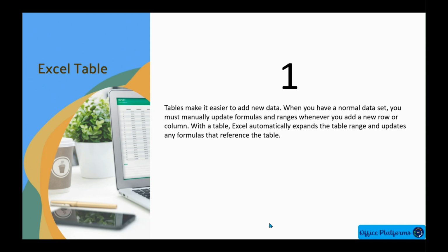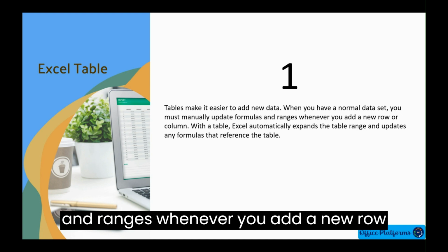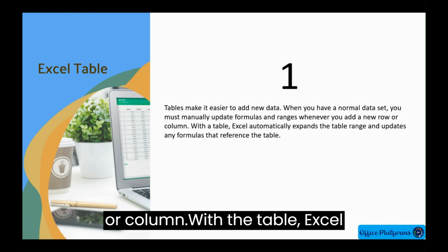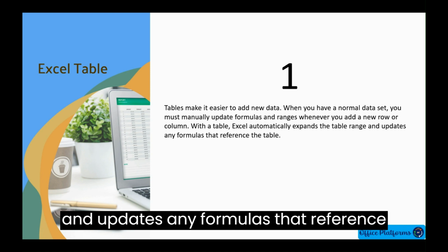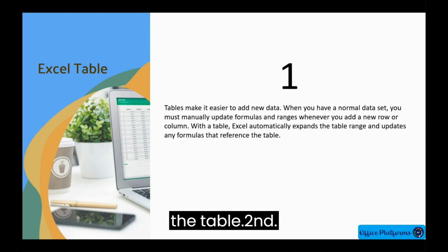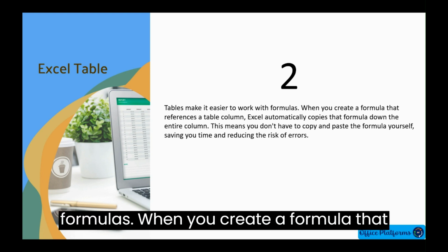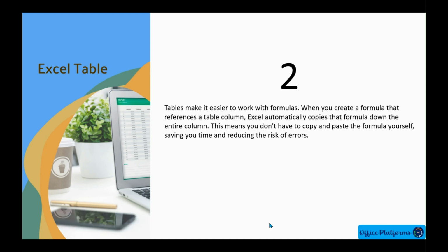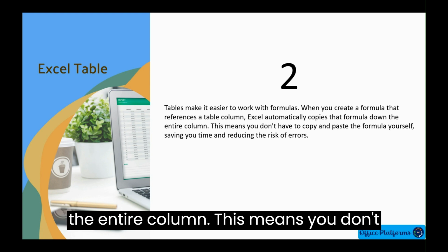When you have a normal dataset, you must manually update formulas and ranges whenever you add a new row or column. With a table, Excel automatically expands the table range and updates any formulas that reference the table. Second, tables make it easier to work with formulas. When you create a formula that references a table column, Excel automatically copies that formula down the entire column.